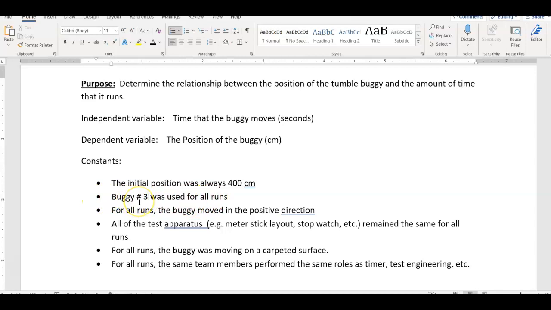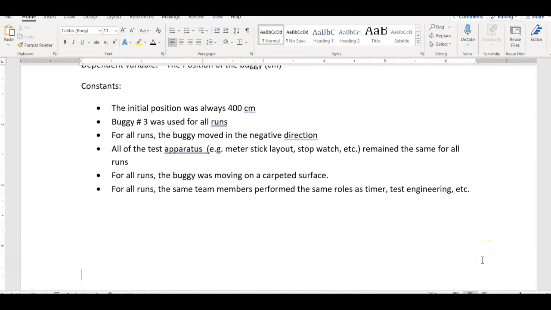Okay, so I'm going to use the example of buggy number 3. And in my example, the buggy moved in the negative direction, meaning it started at a high position, 400 centimeters, and came back towards 0. All of the test apparatus, the meter stick layout, stopwatches, etc., was the same for every run. The buggy always moved on the same type of surface, and we had the same team members performing their roles. We didn't switch that up. Okay, so we've described that.